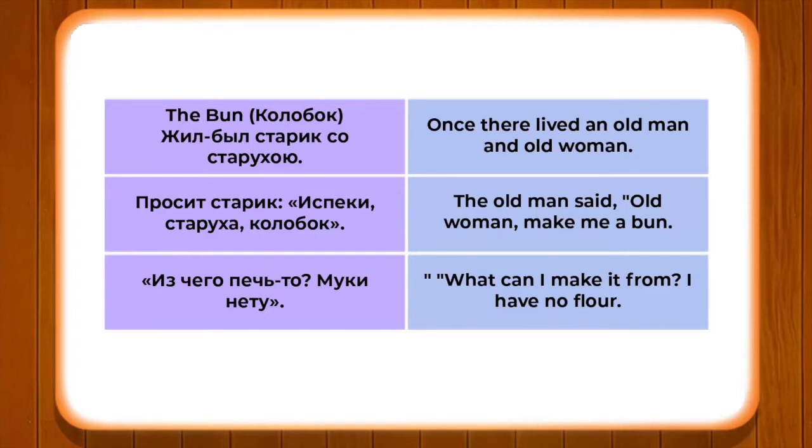As we discussed earlier, in the Russian language they address people with names like old woman, old man, boy, young man, and so on. So here it is also an addressing expression: спеки, старуха, колобок. In literal meaning it means, old woman, bake the kolobok. Kolobok is a bun, similar to the bun we have here as well. Bun in Hindi is generally called ban.